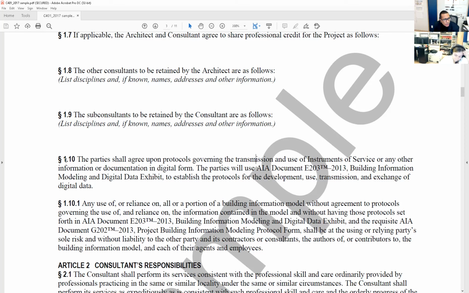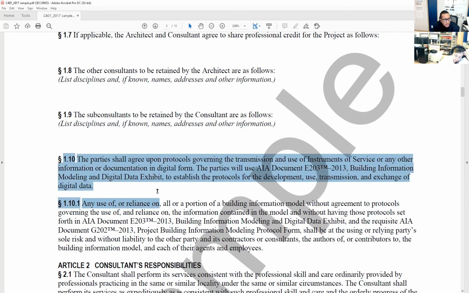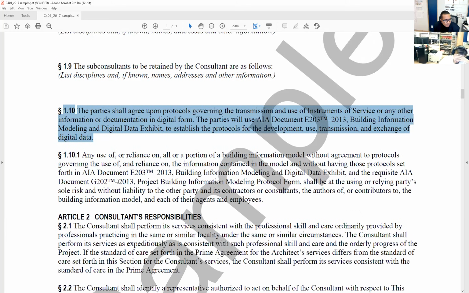Section 1.10, the parties shall agree upon protocols governing the transmission and use of instruments of service or any other information or documentation in digital form. The parties will use the AIA document E203 2013, Building Information Modeling and Digital Data Exhibit, to establish the protocols for the development, use, transmission, and exchange of digital data.